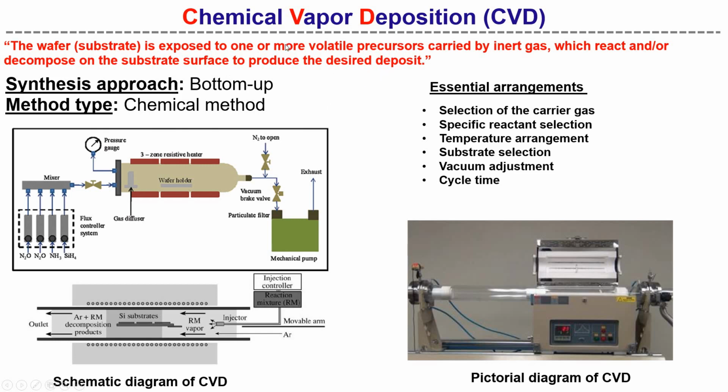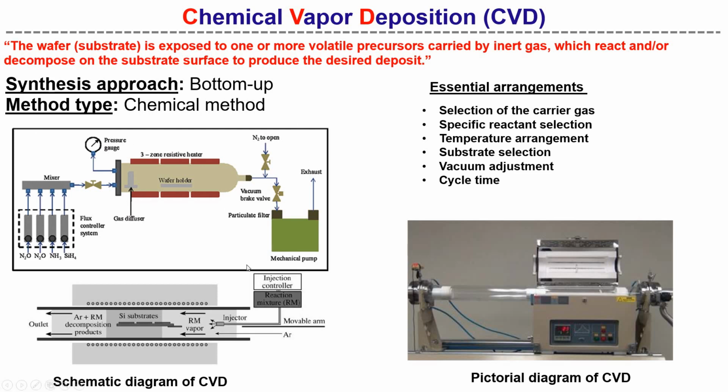Now we will discuss exactly what is the meaning of this principle. But we will first discuss the synthesis approach, which is bottom up approach. Method type: it is a hybrid method, a combination of physical and chemical method. Although you can write physical method or chemical method separately also.